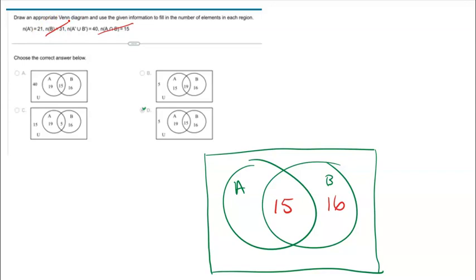Now I've got two other parts. I've got the number in A complement, which means everything outside of A is 21. So I could use that now. I do believe the number outside of A is 21. Well, I've already got 16 outside of A. Wouldn't that mean there's 5 right out here? Because outside of A is 16 and 5. That would give us 21. Again, remember, A complement means everything outside of A.